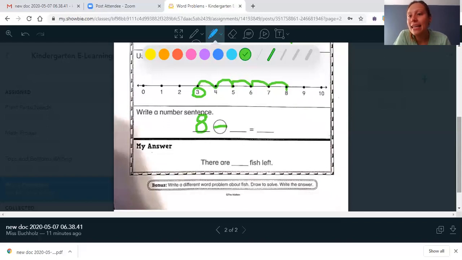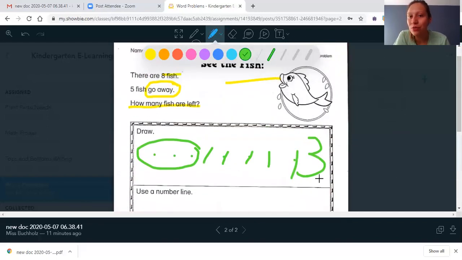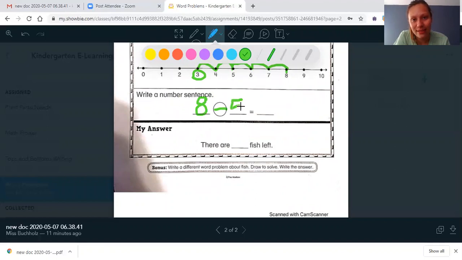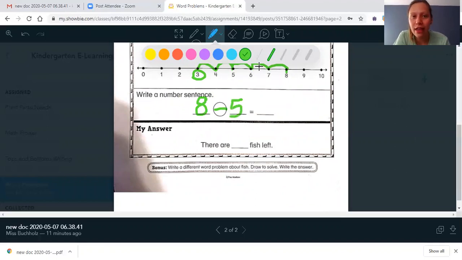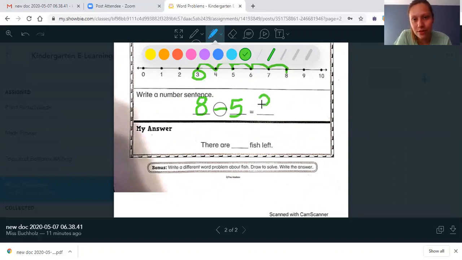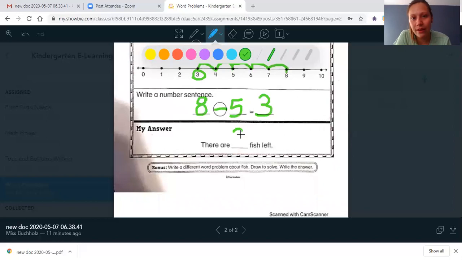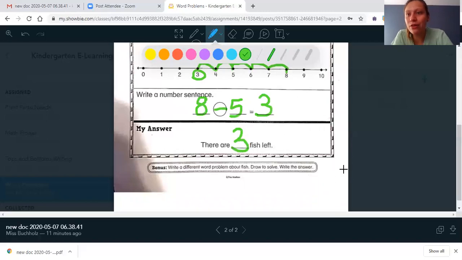How many fish do we take away? We're not gonna write 3. We didn't take 3 fish away. How many did we take away? Good, we took away 5. And how many are left? Good, 3. So now it wants me to write my answer. There are blank fish left. How many are left? 3.